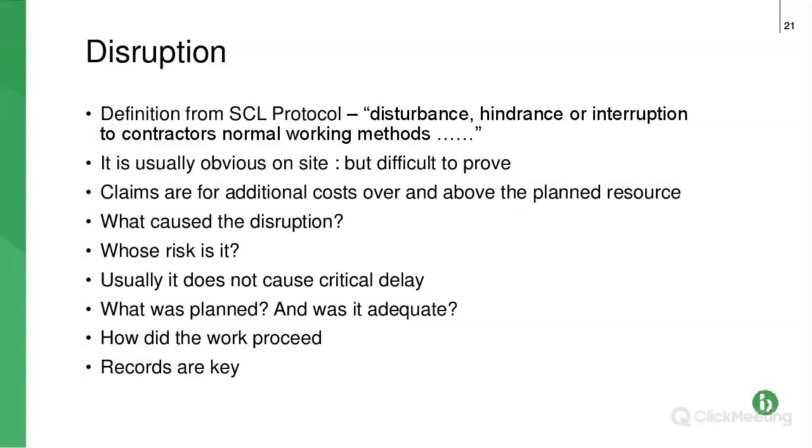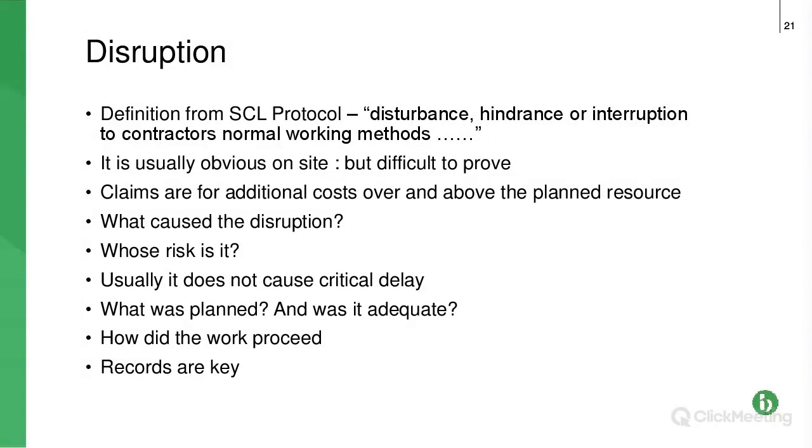This second bullet point is very, very true though. It's usually obvious when you're on the site, but it's quite difficult to prove. It can get messy, and it's usually about having to bring extra people onto site, not being able to work in the way that you had agreed in the contract to work, etc. It says it's difficult to prove, and usually what we need is a lot of documentation to prove it. Dated photographs are often very helpful, but quite often you need resource details as well.